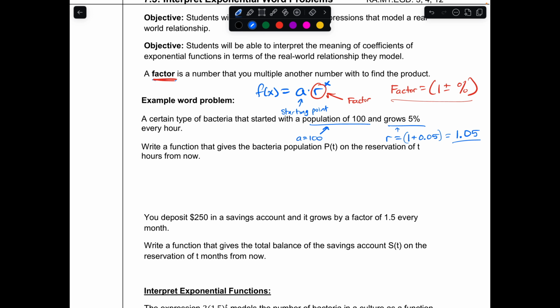All that's left to do is write it in function form. We'll use P of t instead of f of x though. So we'll have P of t, the population of the bacteria, t hours from now, is going to be A, which we know is 100, times R, which we know is 1.05, and instead of x, we're just going to use t. So to the power of t, the variable goes in the exponent. That's our function. Let's try one more.